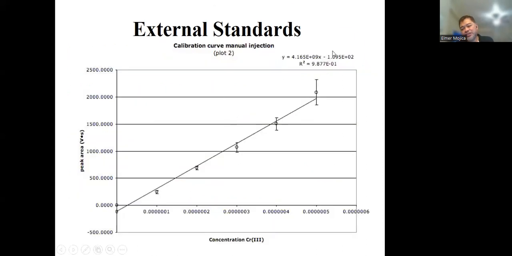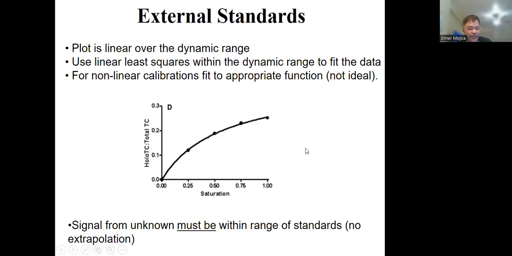So the way that you do this calibration curve or external standards, typically that's how it is. You prepare the different concentrations, you get the reading, and then you have the unknown. Once you have y equals mx plus b, you get the unknown, it gives you the y, and all you need to do is get the x. Required here is that the plot should be linear. So that's where the LDR comes in. And then usually you use the so-called linear least squares within the dynamic range to fit the data.